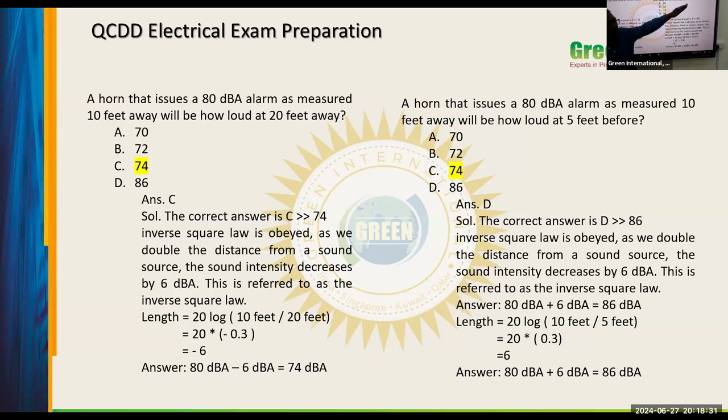So here, instead of 10 feet, we come closer to the horn. So we have more sound. The value we need to add is 6 decibels. Here decreased by 6 decibels, here increased by 6 decibels. 86, sir. Cut copy paste, I made a mistake.